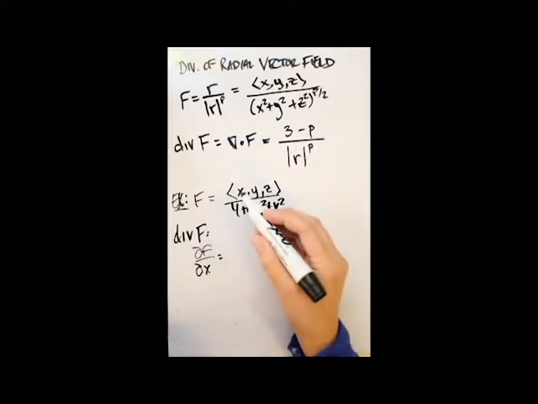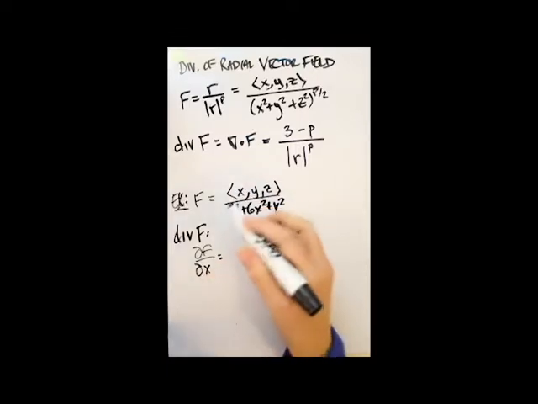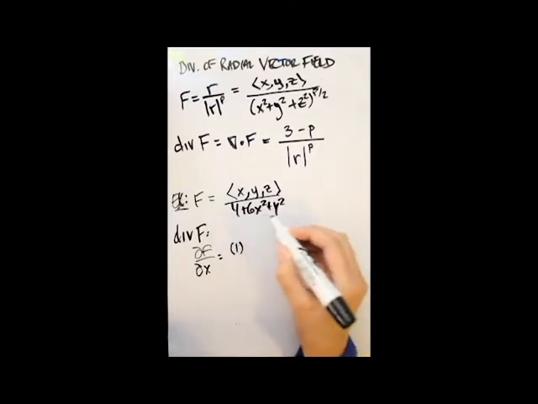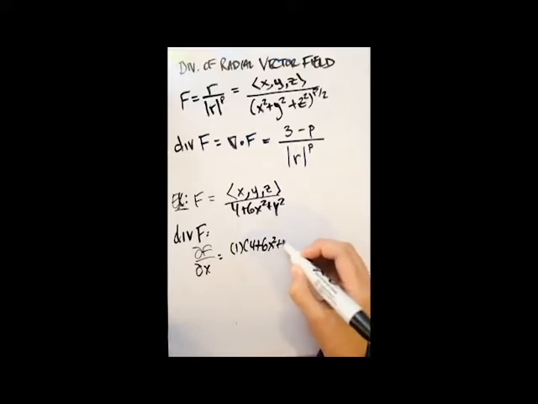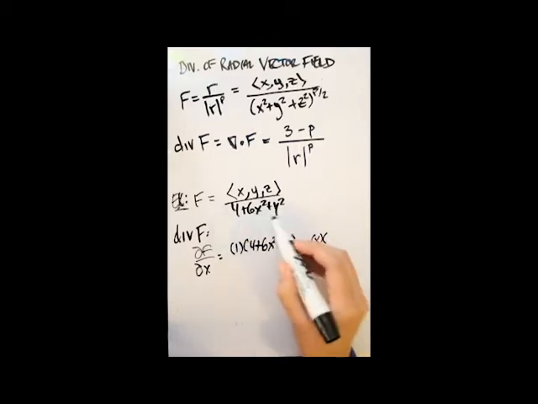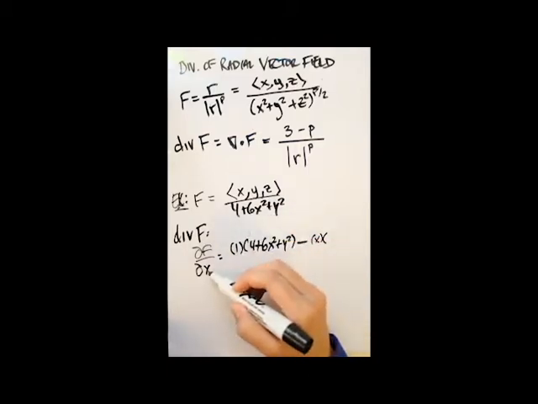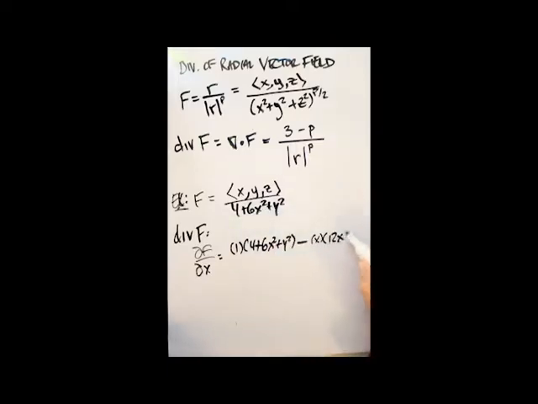This is the derivative of the numerator, which is 1 because we're differentiating with respect to x, times the denominator, minus the numerator times the derivative of the denominator. Remember, we're differentiating with respect to x, so the only non-constant term is the middle term. Differentiating this, we get 12x, all divided by our denominator squared. We're going to do this for all 3 components.